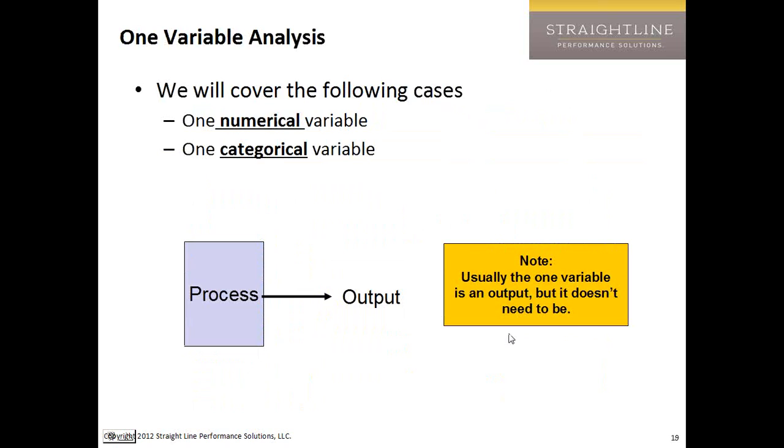We're going to cover the following cases, one num and one cat. Usually I have a note here that says usually the variable is an output, but it doesn't absolutely have to be. For example, you may want to drill department by manager within department, and neither of those is an input. Maybe they're both an output. Maybe they're both inputs, or maybe it's just one in relation to the other, and you want to make some conclusions about it. That's fine.